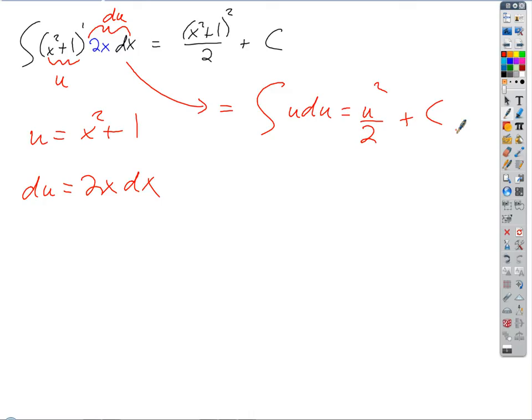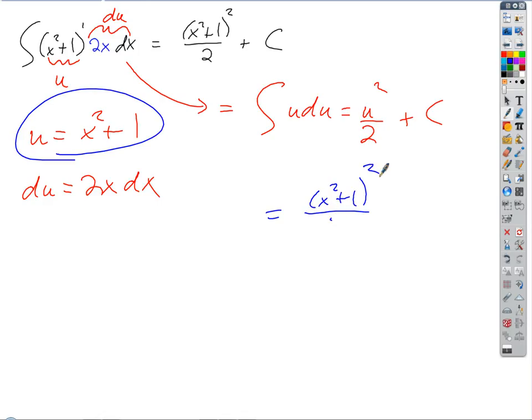So the last step would be, okay, what was our u? Well, our u was u equals x squared plus 1, so our answer is going to be the quantity x squared plus 1 squared over 2 plus c. See how that works? It's just making your life easier. Okay, let's try another one.